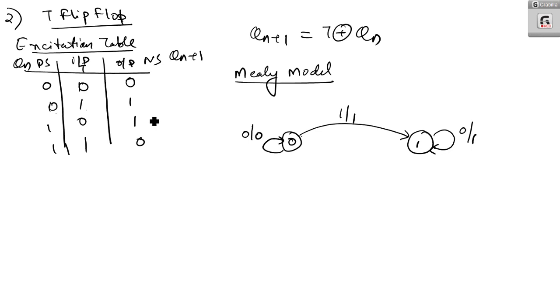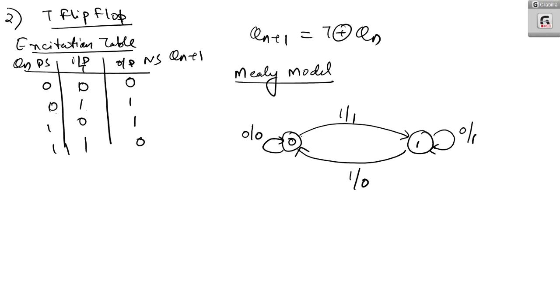Now coming to 1 bar 1. That means present state is 1. Then you will get input is 1. So what happens? Output becomes 0. But here output is the next state itself. So here we can write this as 1 bar 0. Okay. So that is the Mealy model.